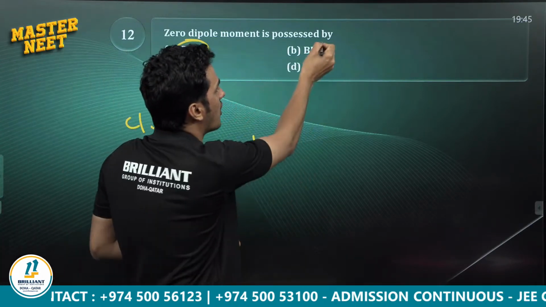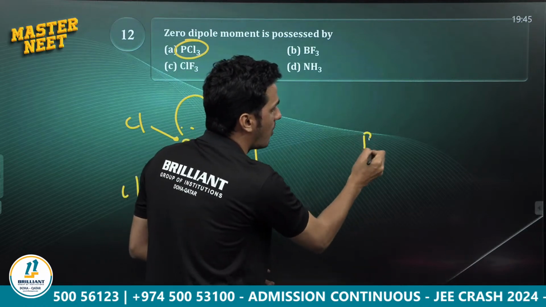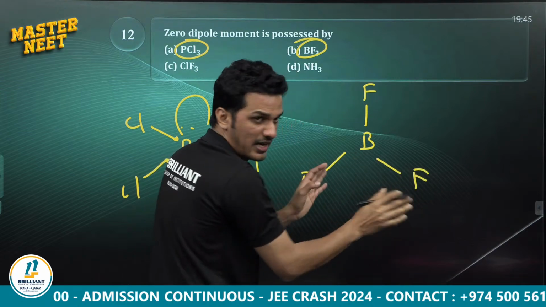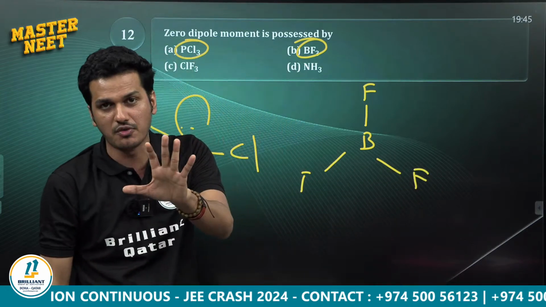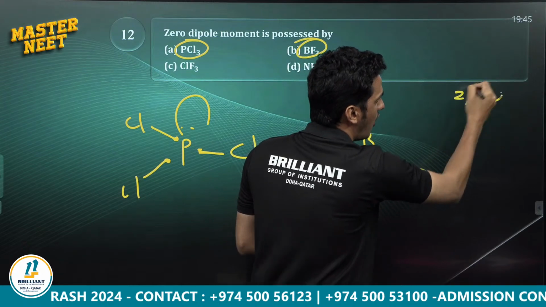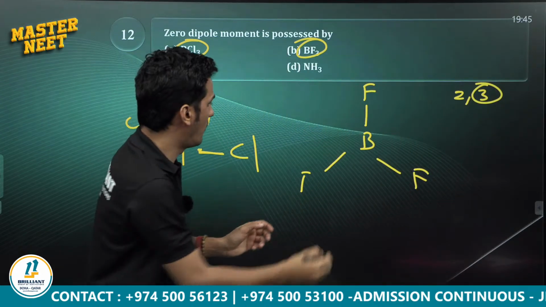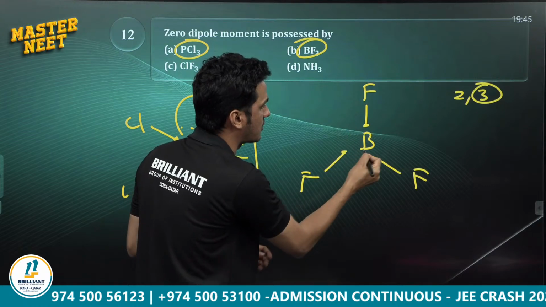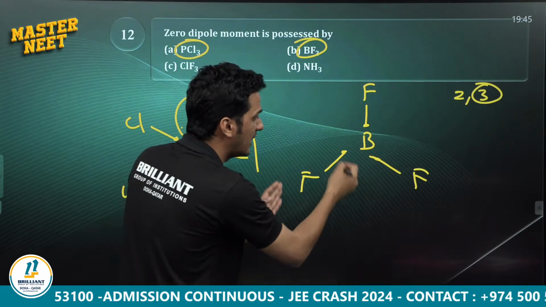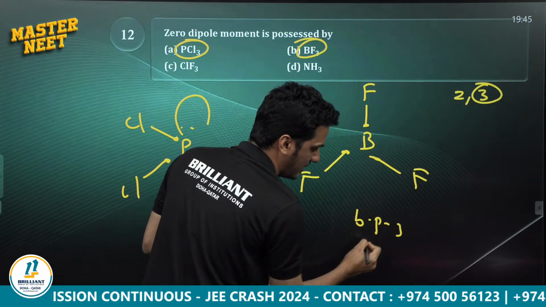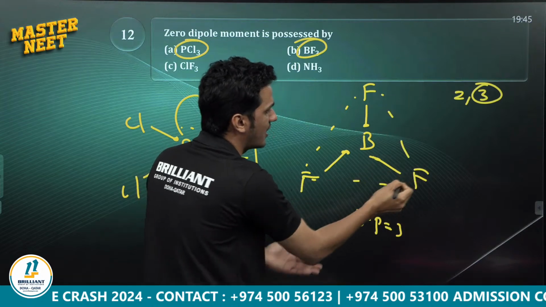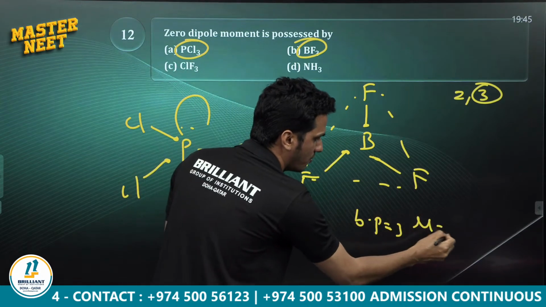What about BF3? Around boron, 3 bond pairs are there, and no lone pairs, because boron's atomic number is 5 and its electronic configuration is 2, 3. All the 3 electrons are used, so automatically there is no lone pair around boron. Bond pair equal to 3 means they have a symmetrical structure. So the net dipole moment is 0, mu equal to 0.